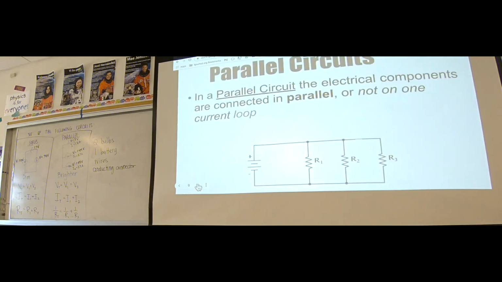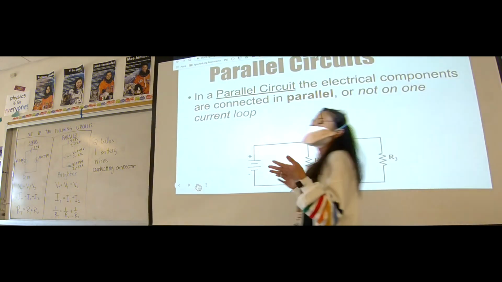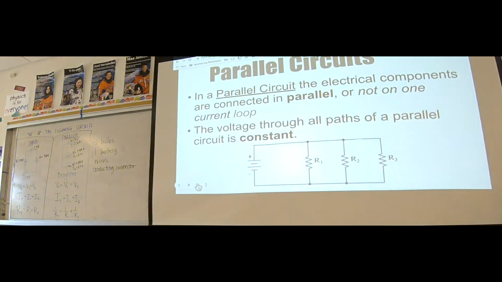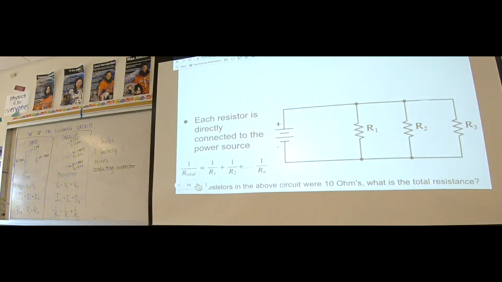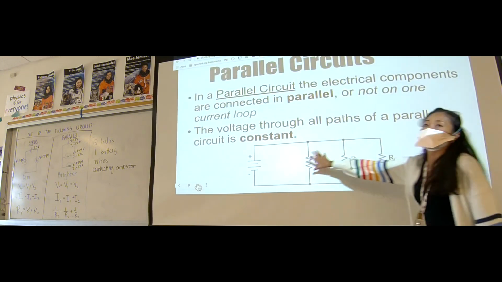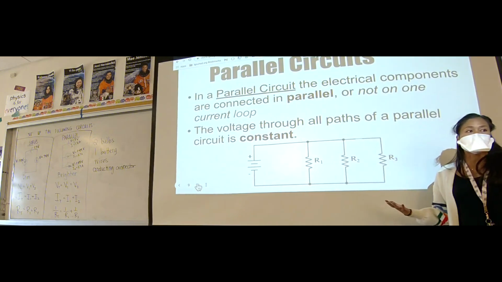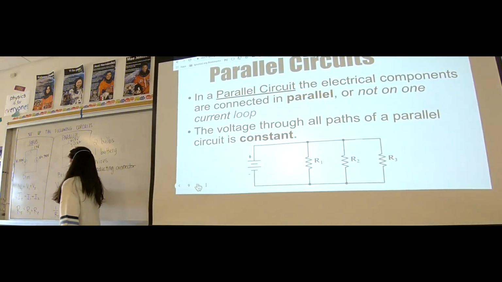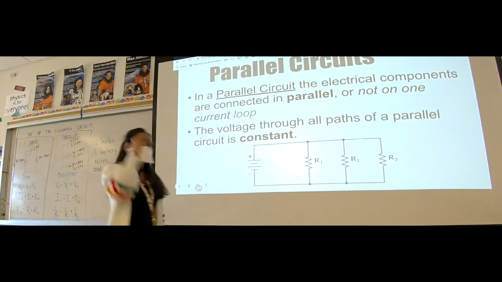But in a parallel circuit, all the components are directly connected to the battery in their own individual loops. So the voltage that travels through each resistor is constant. That's this equation. That it stays the same all the way throughout each parallel circuit.